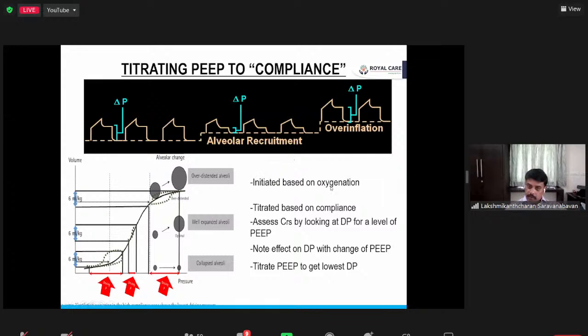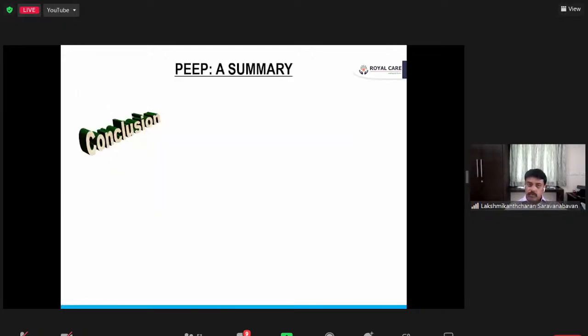So PEEP is initiated based on oxygenation level as per the ARDS protocol, and it is titrated based on the compliance of the lung. And note the effect on the driving pressure with the change of PEEP. Titrate PEEP to get the lowest driving pressure, that is somewhere around 16 centimeters of water.